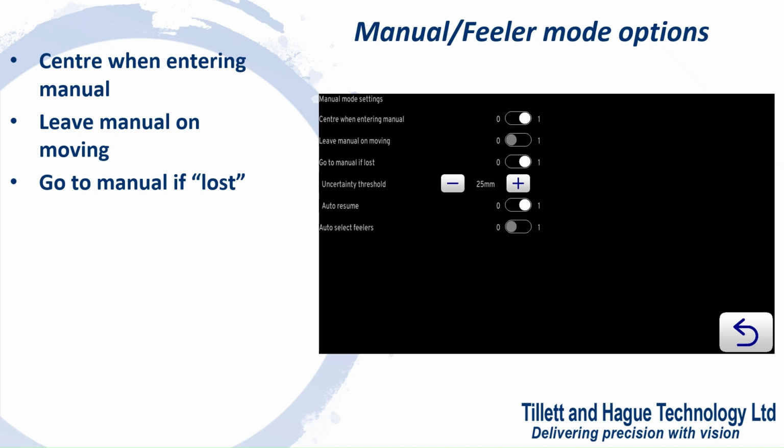The threshold for adjusting this behaviour depends on the level of uncertainty. The lower the uncertainty threshold, the sooner the system will enter lost mode. And the larger the threshold number, the later the system will enter the lost mode.